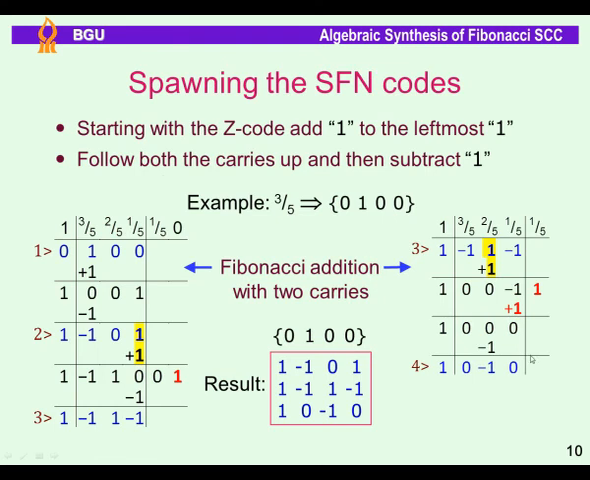To spawn different SFN codes, we add 1 to the leftmost one in the Z code. Then we follow both the carries up and subtract 1. This procedure is repeated for all the ones in the original and each new SFN code.